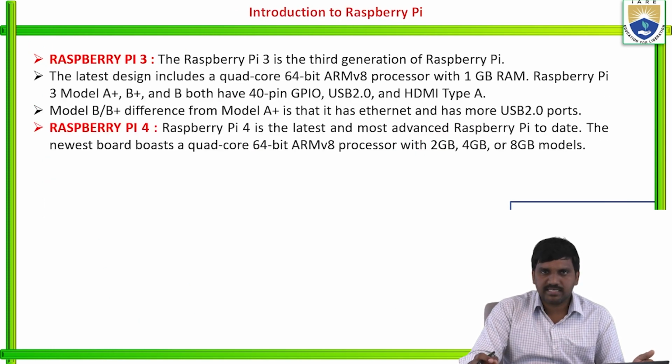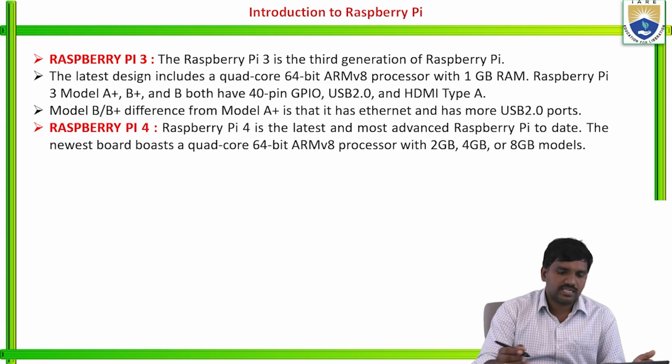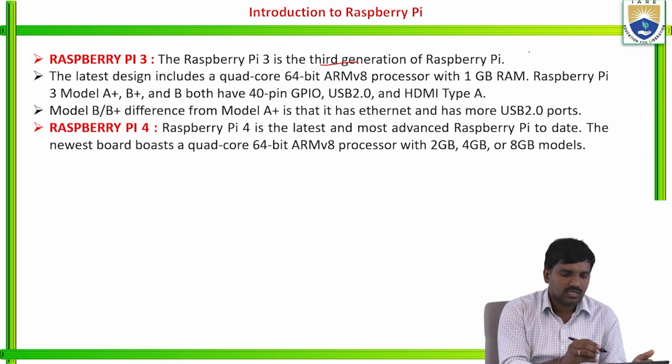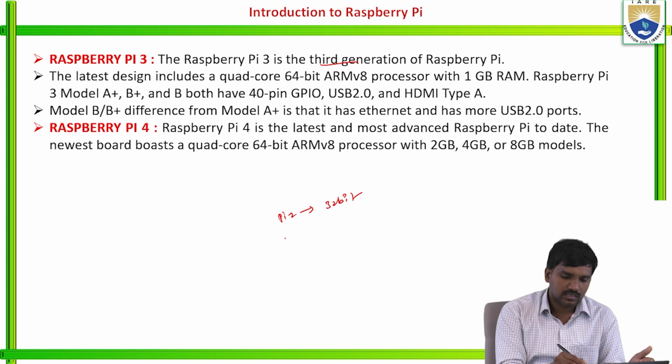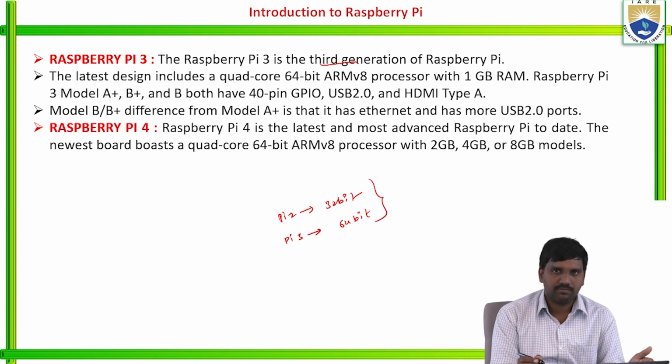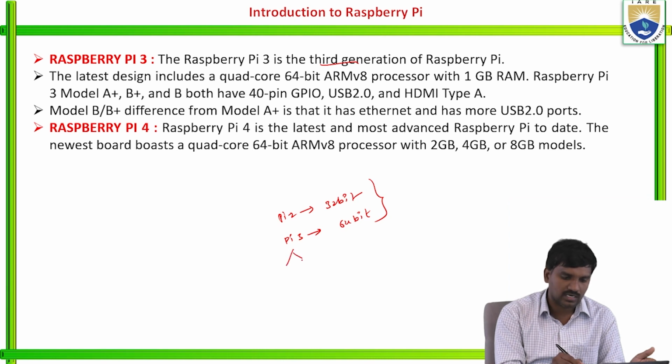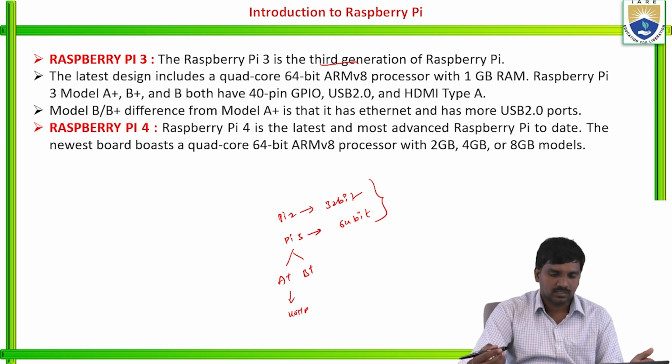Now Raspberry Pi 3 and P4. P3 is the third generation. The latest design includes a quad core 64-bit processor. In P2 it is only 32-bit, and in P3 it is 64-bit. The difference is the ARM V8 processor with 1 GB RAM; the 1 GB RAM is the same. Here it has models A plus and B plus, with 40 pin general purpose input output pins and HDMI Type A.